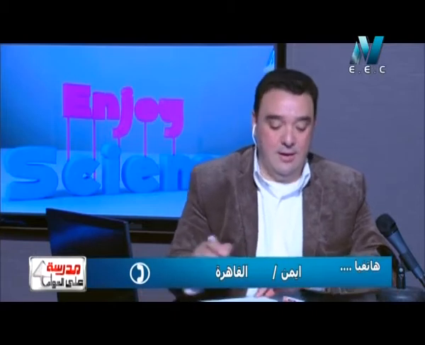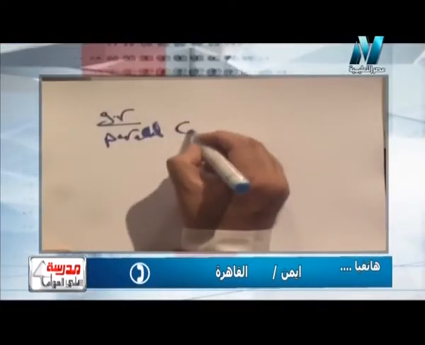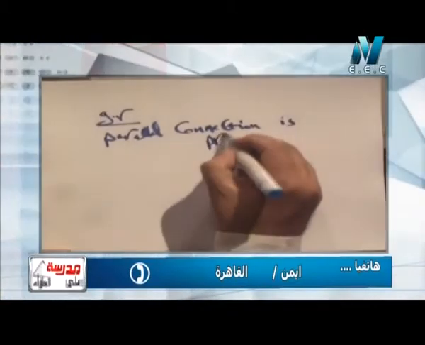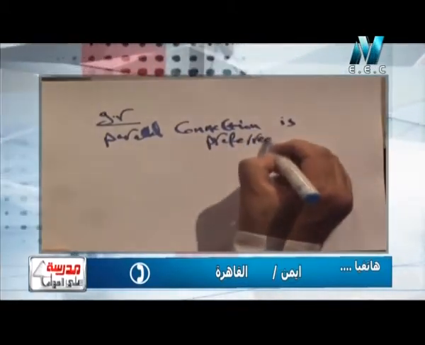Again, give reason. Parallel connection is preferred over series connection. Because it contains branching roots. Excellent. And what else? We have another answer, Ayman. I will write this question for you. The question says: give reason, parallel connection is preferred.